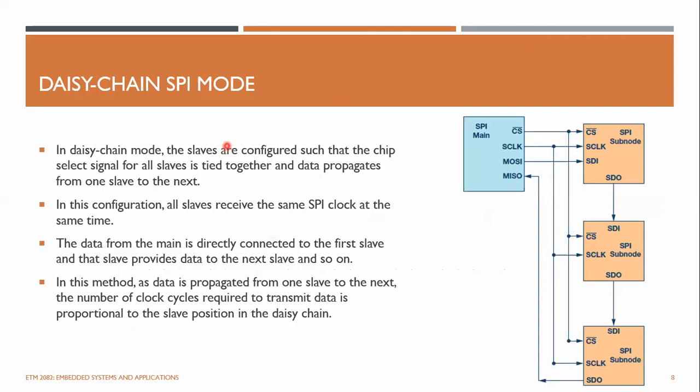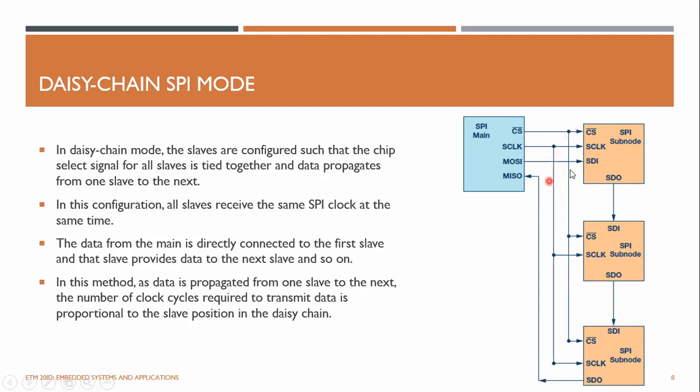To overcome that limitation, the daisy chain SPI mode has been introduced. That is also applied in many peripherals. So in that mode, you need only a single chip select pin. So when there are 3 slaves, you still need only a single chip select pin. So the number of slaves could be increased, but you only have a single chip select.